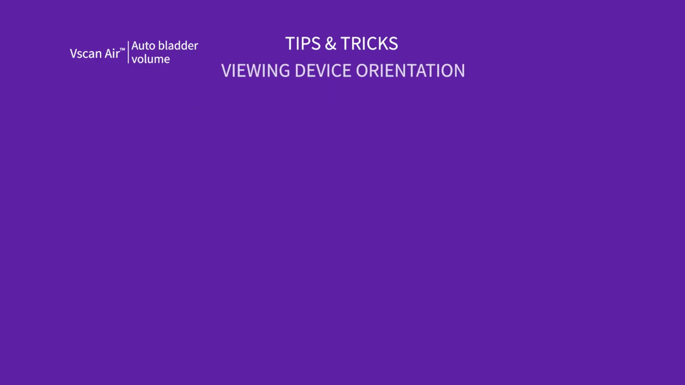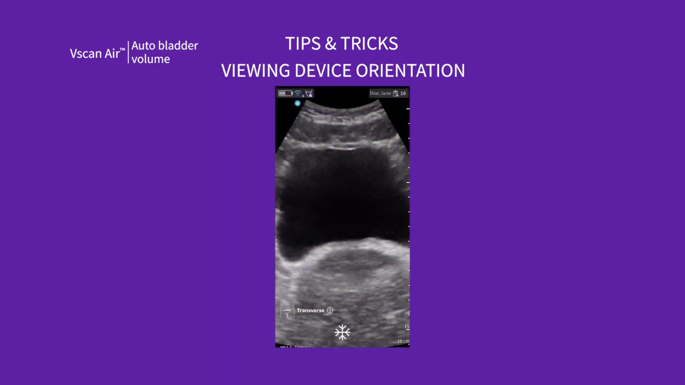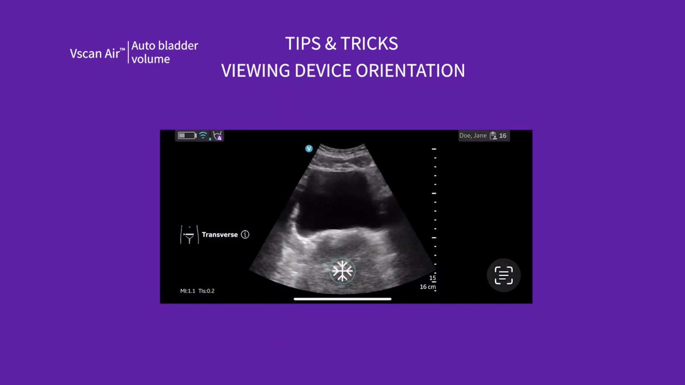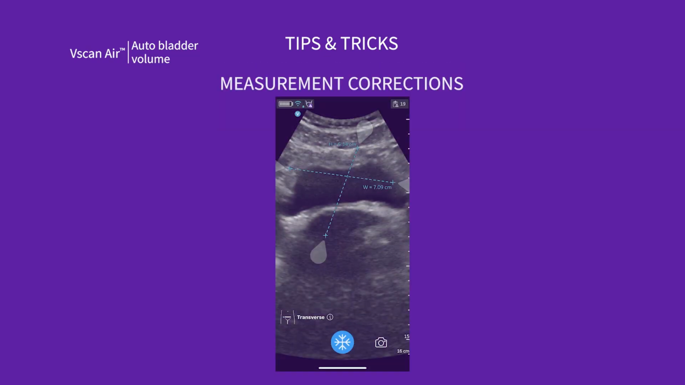Viewing device orientation. The Vscan Air app can be used in portrait or landscape. You may just need to turn your display device to landscape to switch to a wider view. Measurement corrections. The measurement calipers should be placed on the bladder wall, or the brighter border just outside the dark fluid-filled bladder on the ultrasound image.